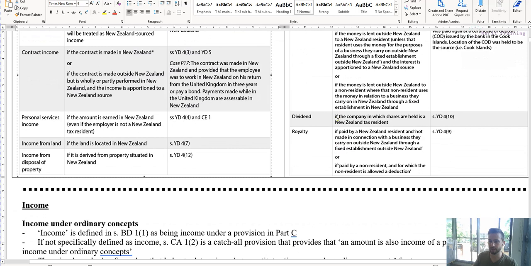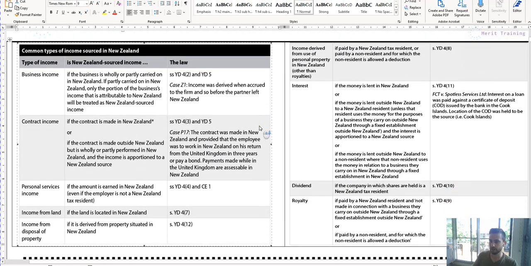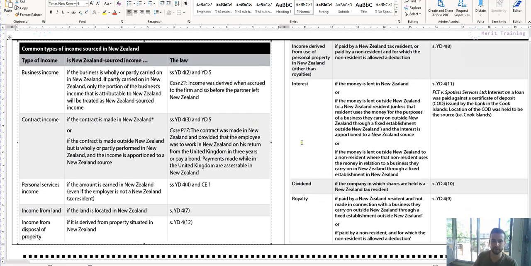And then dividends, if the company in which the shares are held is a New Zealand tax resident, that would be New Zealand income. And then finally, royalty. So if this is paid by a New Zealand resident and not made in connection with the business they carry on outside of New Zealand, or if it's paid by a non-resident for which the non-resident is allowed a deduction. So ultimately, a lot of confusing rules there in terms of where the income is sourced in determining whether it's New Zealand or not.